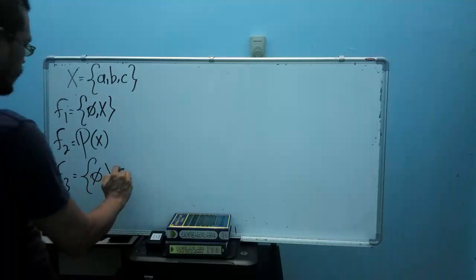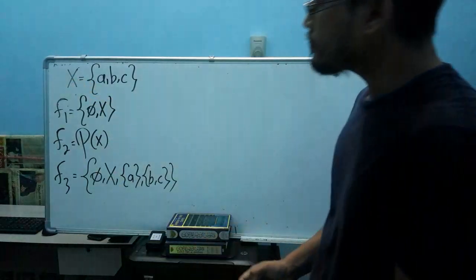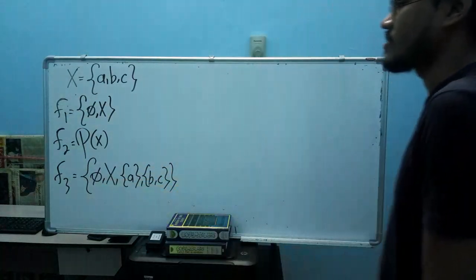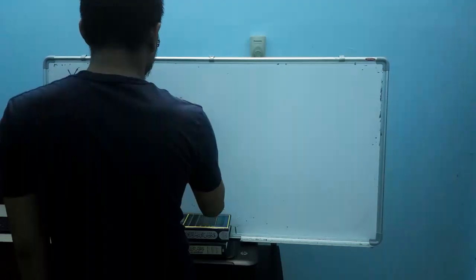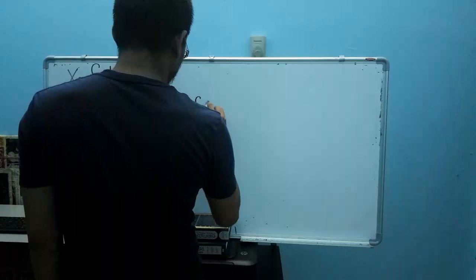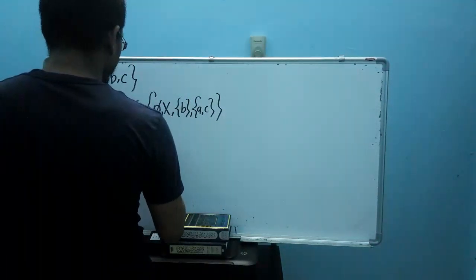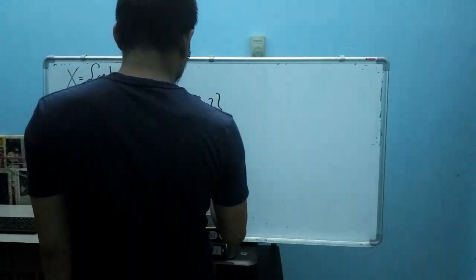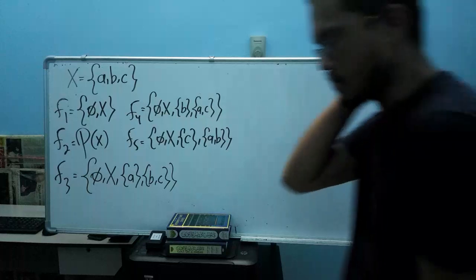So I will have this one. This one also is an algebra on X, and you can check the conditions to be an algebra; this F3 satisfies them. And then we have F4, which is also an algebra, and then F5. So we have five algebras on this set.